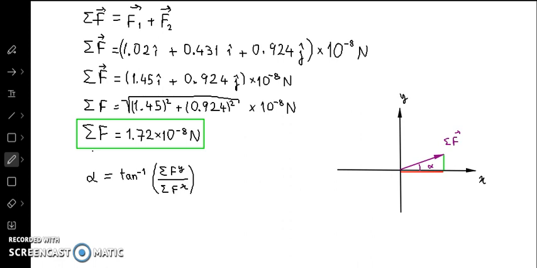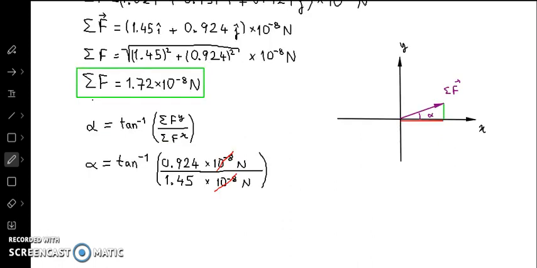Now let's plug in the values and calculate. Each component has an overall factor of 10 to negative 8. Those factors, of course, cancel, so no need to put those in your calculator. And when you do this calculation, inverse tan of 0.924 divided by 1.45 is equal to 32.5 degrees. That's alpha, the angle between the net force vector and the positive x-axis.